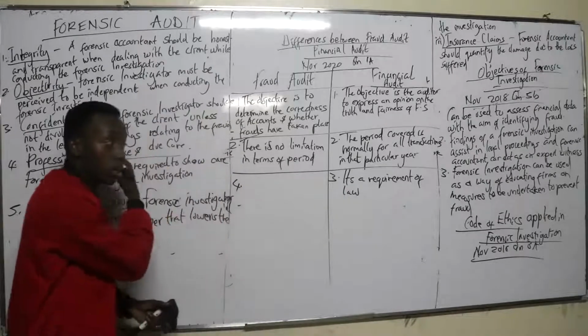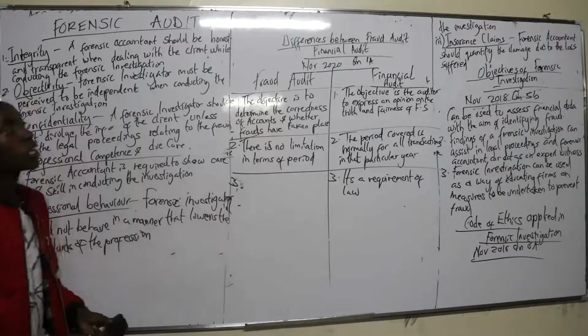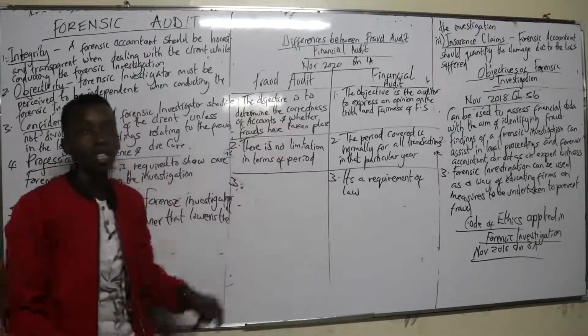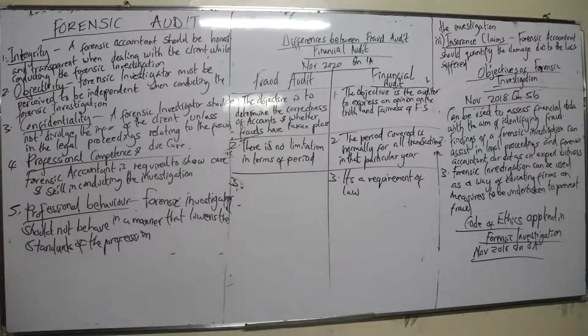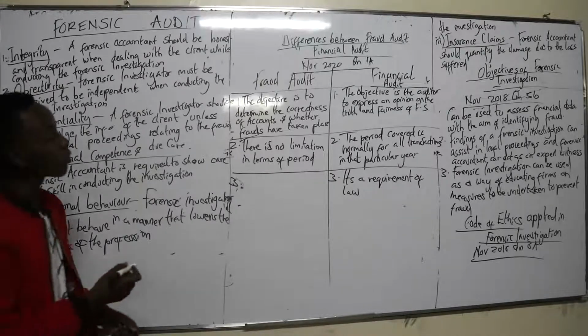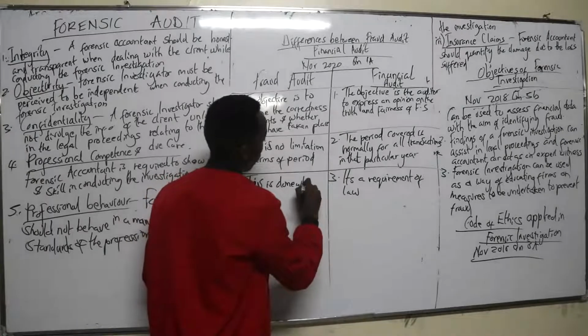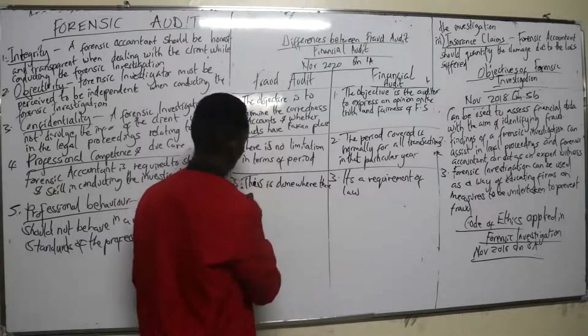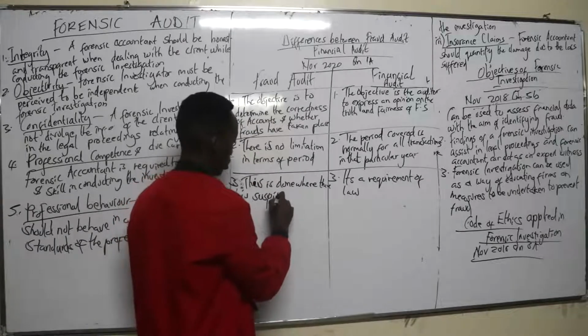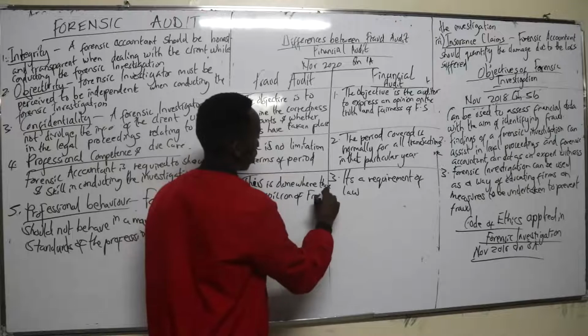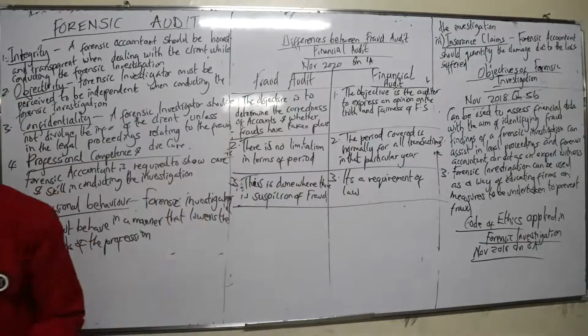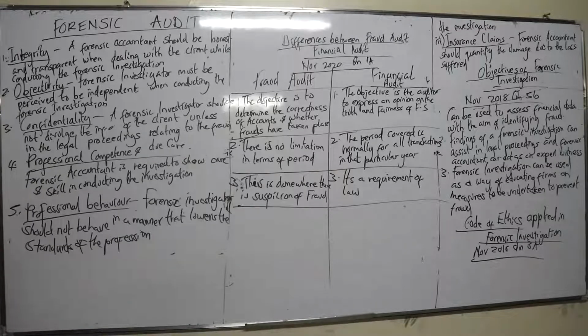And then, you only conduct this fraud audit if there is suspicion of fraud. There is no aspect of conducting fraud audits if there is no suspicion. So this is done where there is suspicion of fraud. That is the only time this one is mostly required. So that is on the basis of these differences in these types of audits.